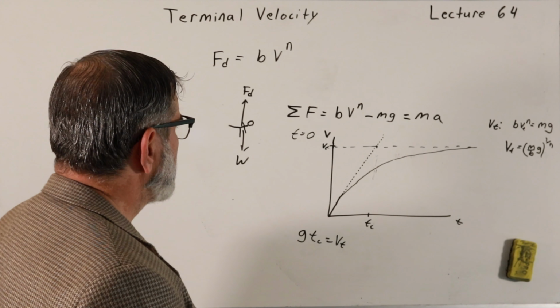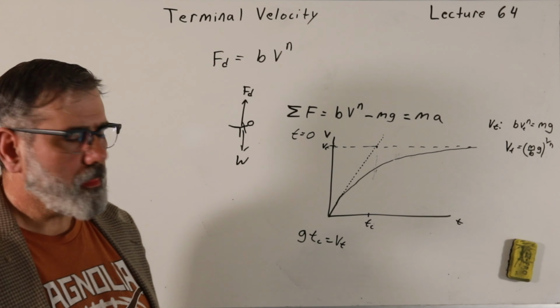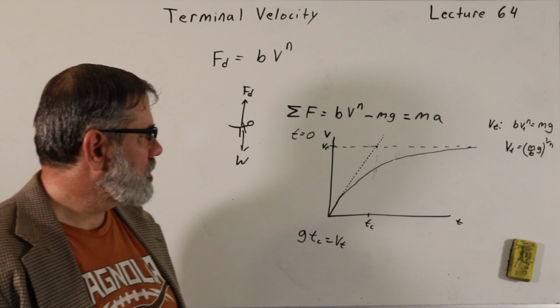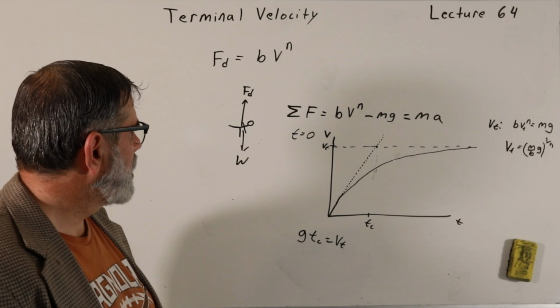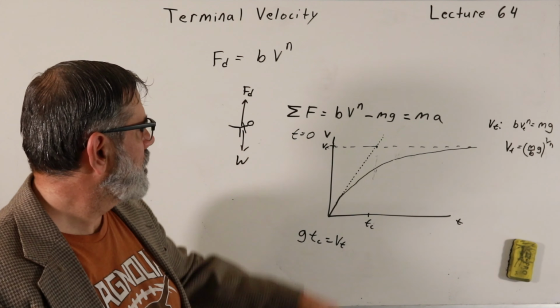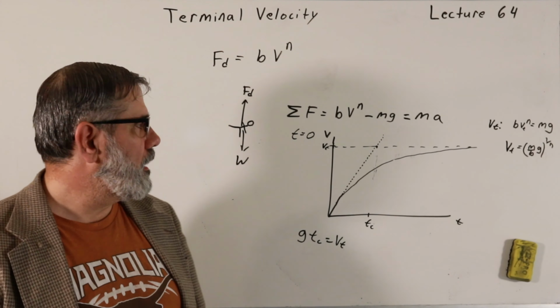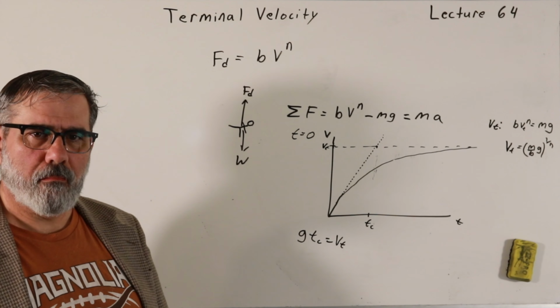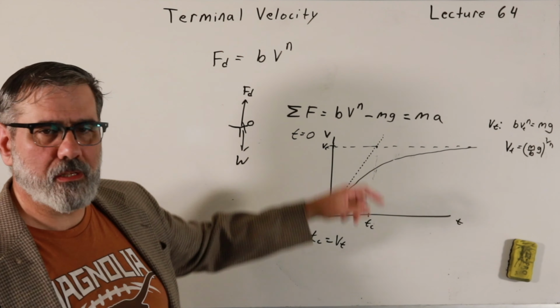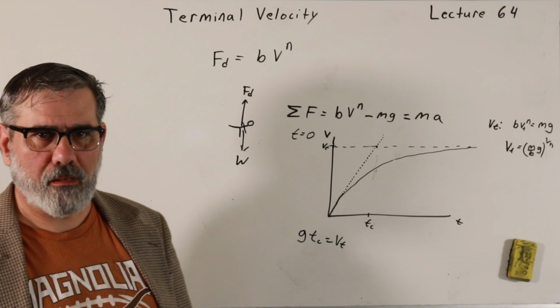So what role does this b play in things? Well, if b is large, that makes this force large, which means that it's going to be able to be equal to mg, your weight, much quicker, right? The velocity v does not have to be as big for b v to the n to be equal to mg, right?